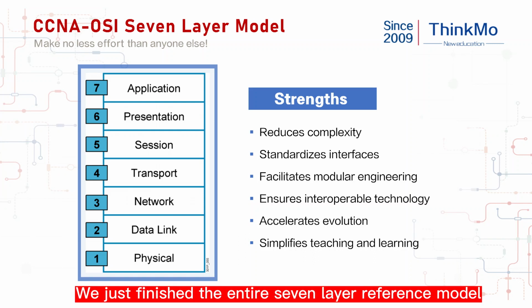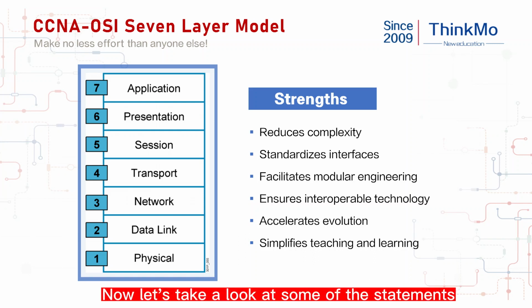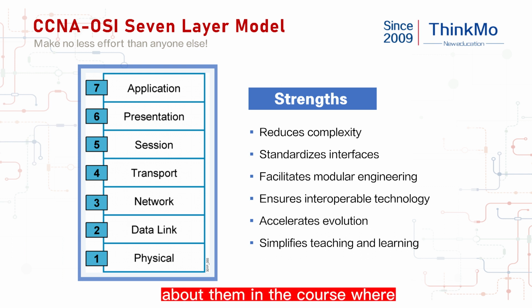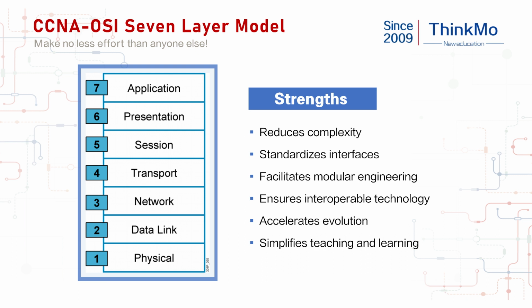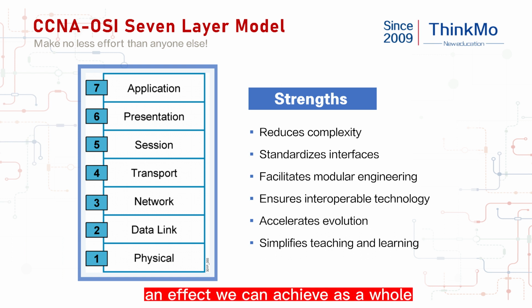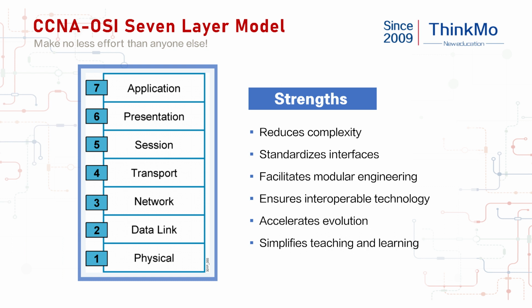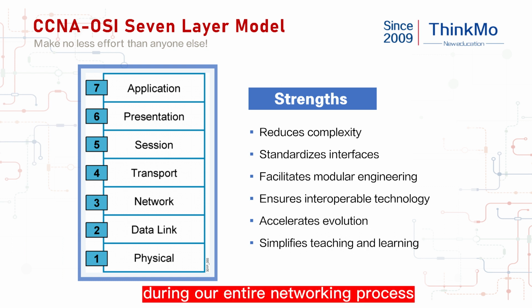We just finished the entire 7-layer reference model. Now, let's take a look at some of the statements about them in the courseware. We define a 7-layer reference model here. Everyone can see, after we define the model, an effect we can achieve as a whole. First, during our entire networking process, it can reduce the overall complexity of our network.